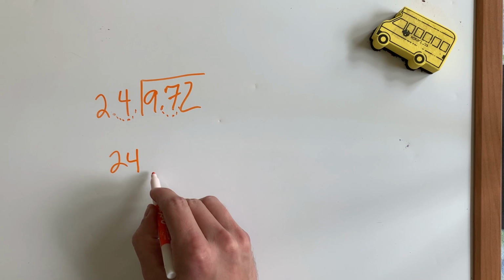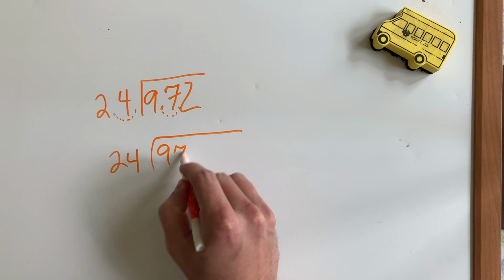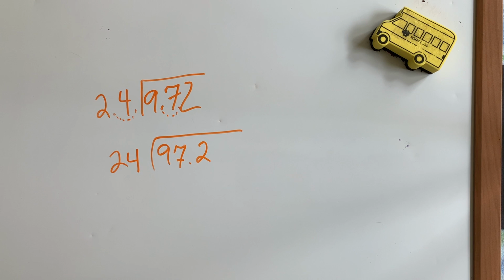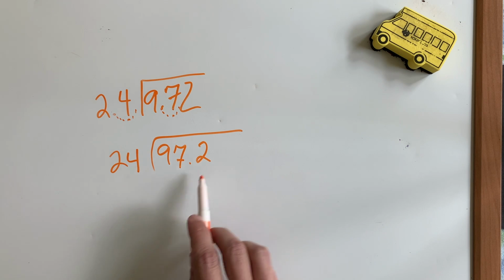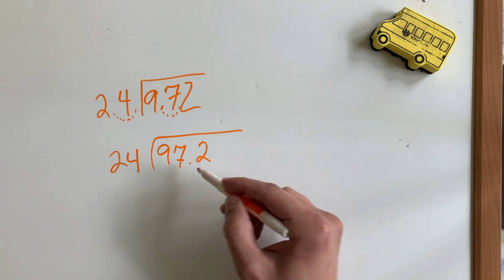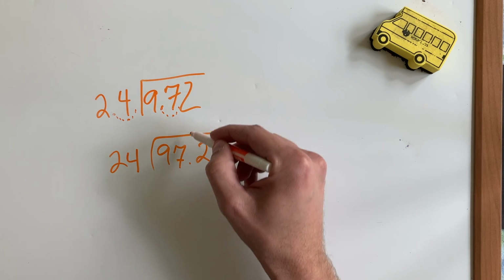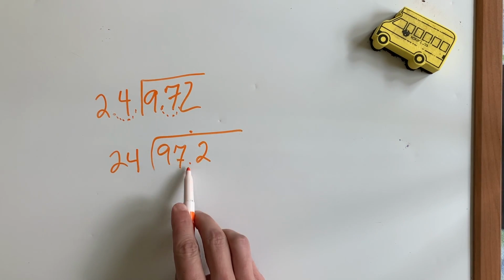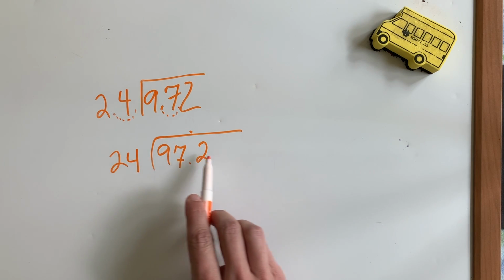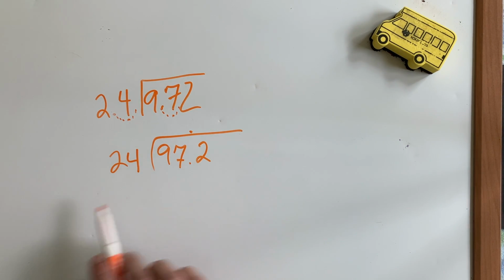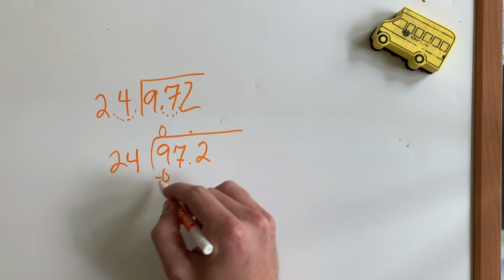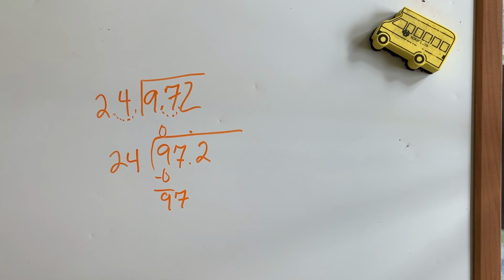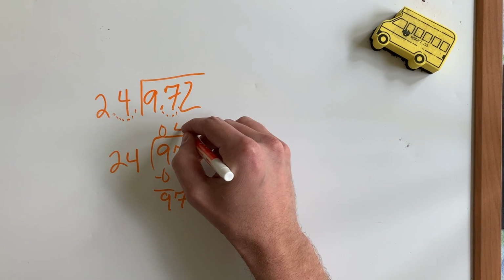24, 97.2. We also now have a whole number as a divisor, which means even though we have a decimal inside, we can use the rule we learned from the first problem and just carry that decimal point straight up into the quotient. And now we can do this problem as if it was just whole numbers because we've taken care of the decimal. 24 doesn't go into 9. Bring down the 7, but it does go into 97 4 times.